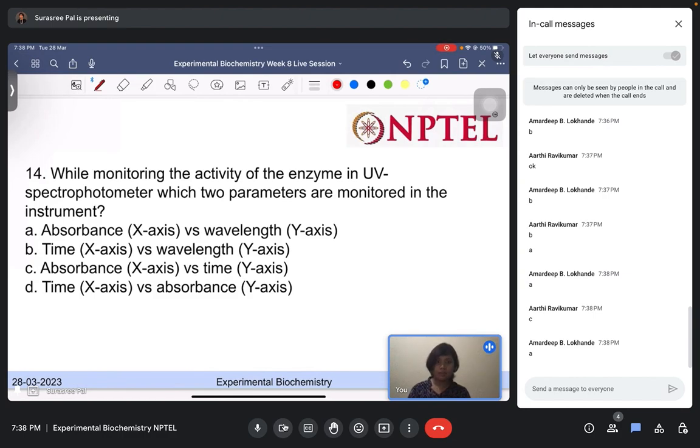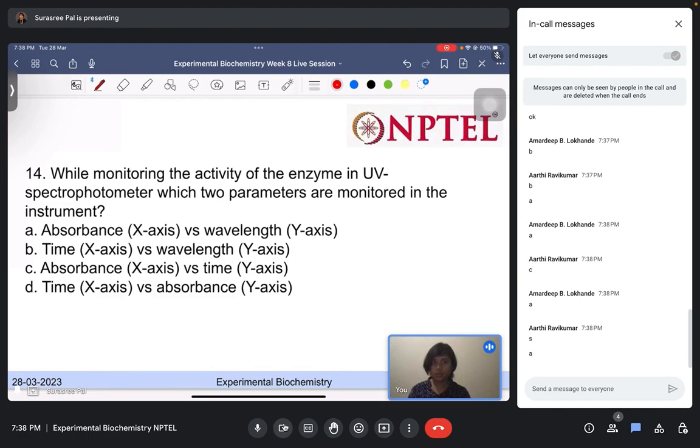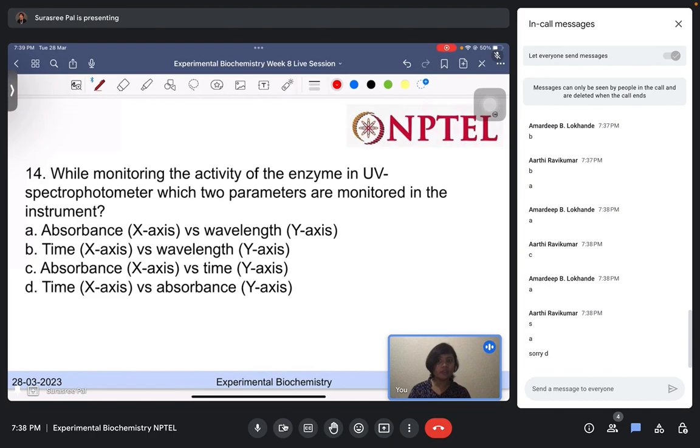Check your answers again, both of you. Absorbance is one factor, surely. Absorbance is something that we monitor, that is sure. But with respect to what? Wavelength is not the correct answer. We monitor absorbance with respect to time, because we are monitoring enzyme activity. So with respect to time, what is the change that we can observe in the absorbance?